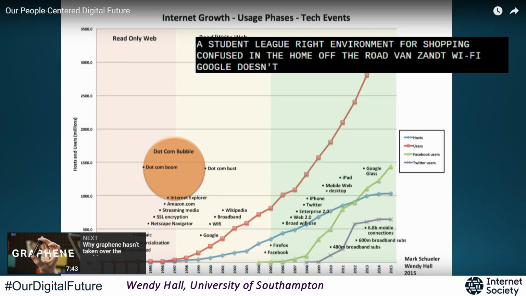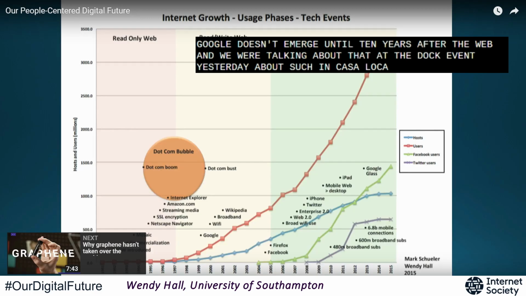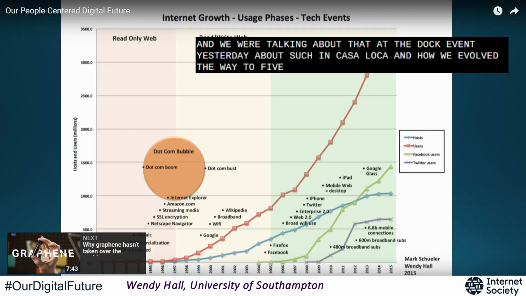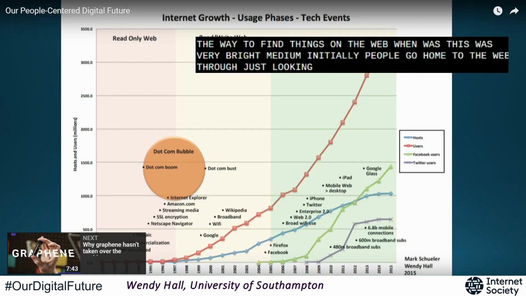Google doesn't emerge until 10 years after the web, and we were talking about that at the Doug event yesterday about search and cataloging and how we evolved the way to find things on the web. And then, of course, initially, although Tim's vision was this would be a read-write medium, initially people got onto the web through just looking at it and following links.